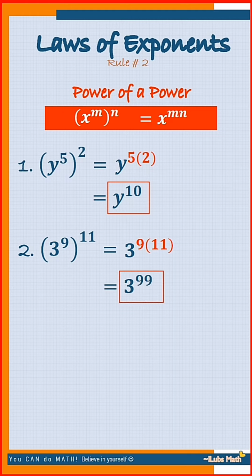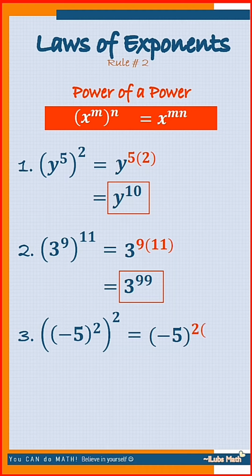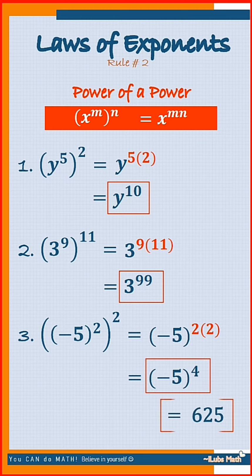So how about if we have negative 5 squared, all squared? Well, this will just be negative 5 to the power of 2 times 2, and this is just equal to negative 5 to the power of 4, or just 625.